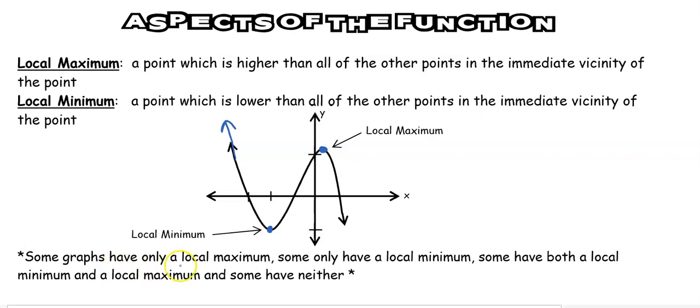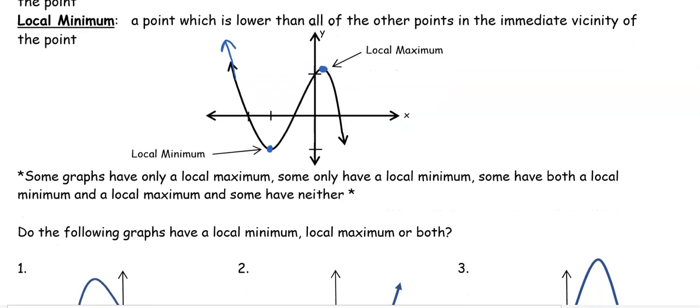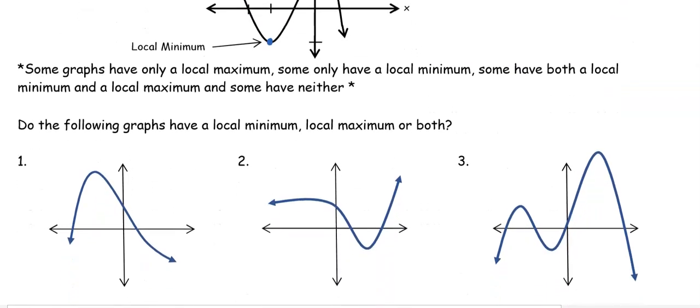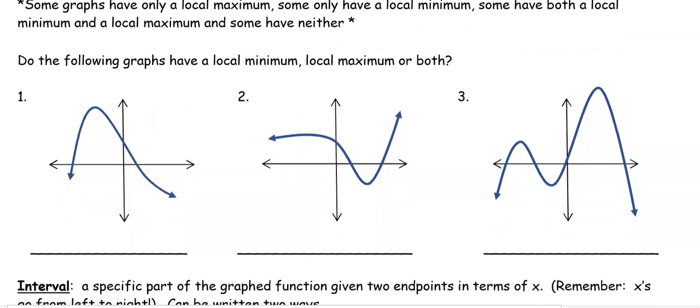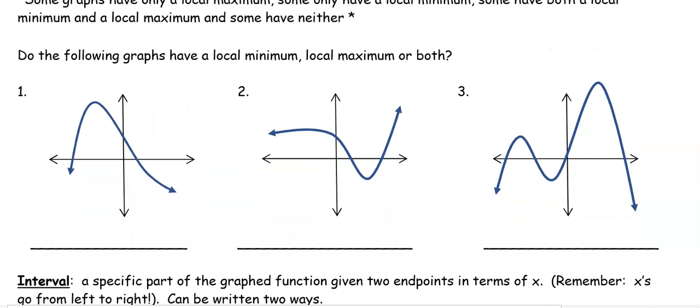Some graphs only have a local max. Some only have a local min. Some have both, or some have none. So if I'm looking at the first one, do the following graphs have a local min, local max, or both? What I want you to do right now is to push pause and just try it. Shouldn't be that bad. Just push pause, put a point there, and right below write local min, local max, or both. When you are done, go ahead and push play.